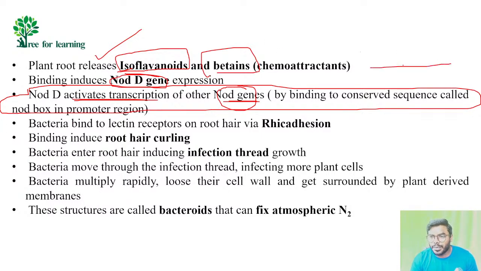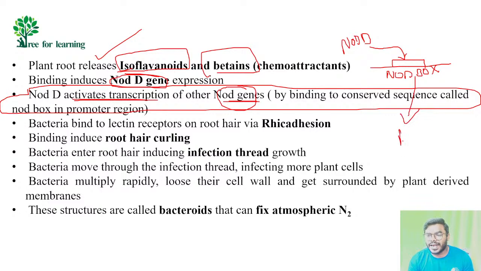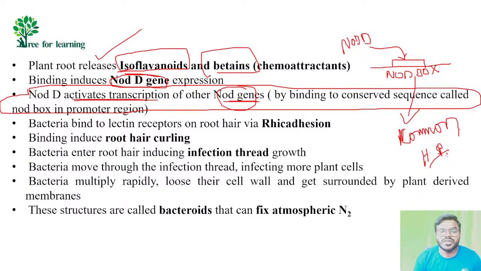Remember, this is called the promoter. What do we call the promoter? NOD box. To this NOD box, who will come and attach? NOD-D will come and attach. Understand the concept. The moment NOD-D comes and attaches, the NOD box gets activated. Then the NOD box will activate all the common NOD genes and all the host-specific NOD genes.